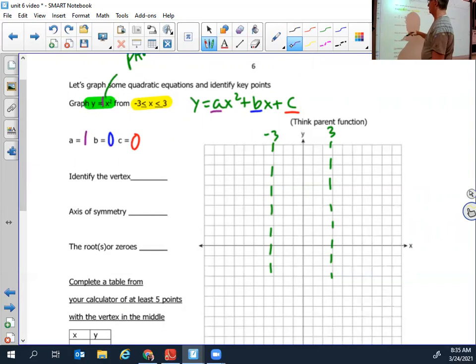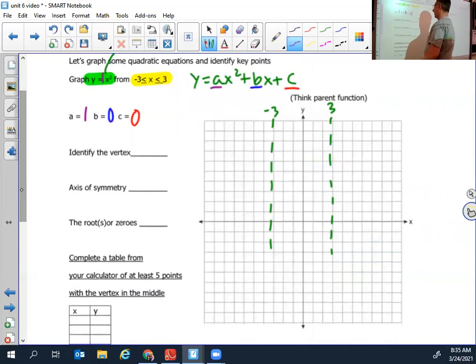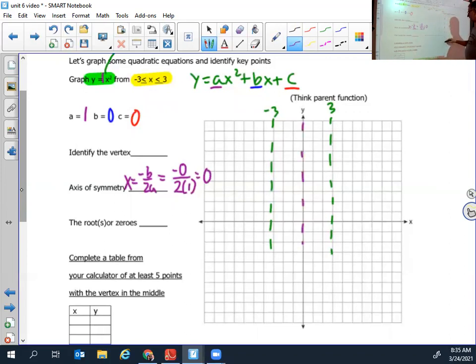Once again, that's that magical mystery invisible 1. So there's not a lot going on here. All right. So if we're looking for our axis of symmetry, remember that's x equals -b/2a. Well, that's going to equal -0/2 times 1, which is just 0. Okay, so our axis of symmetry is going to be the y-axis. I'm just going to put a dotted line there.